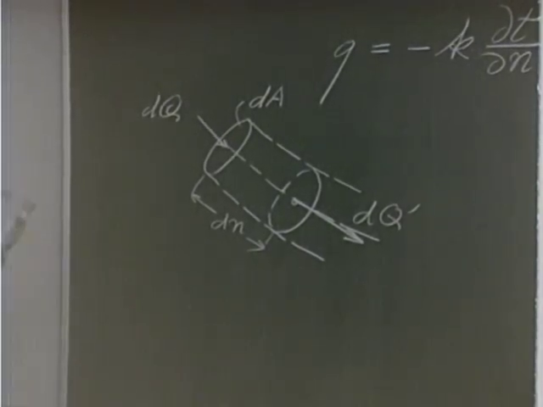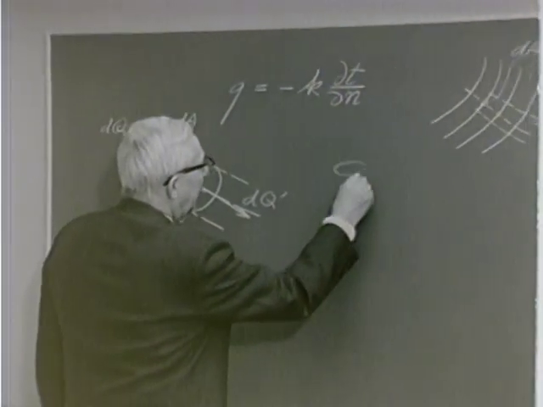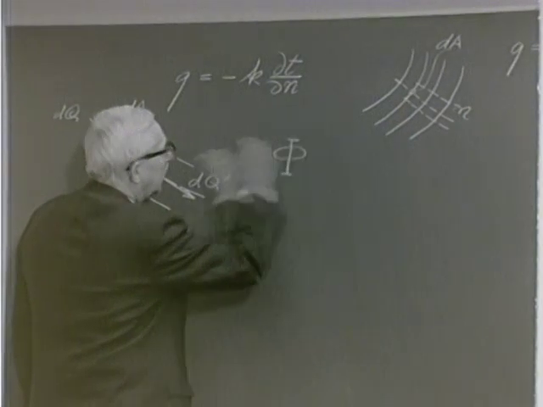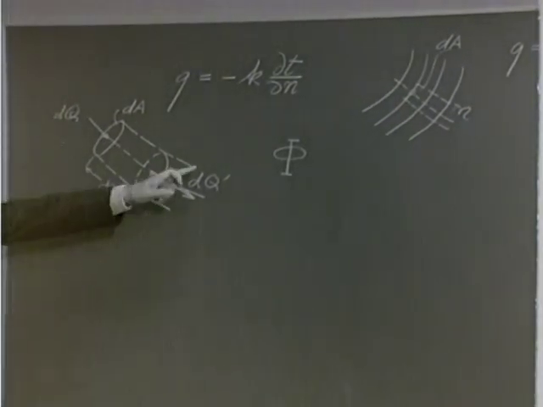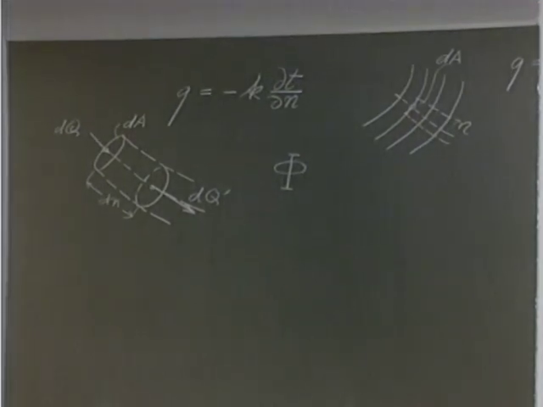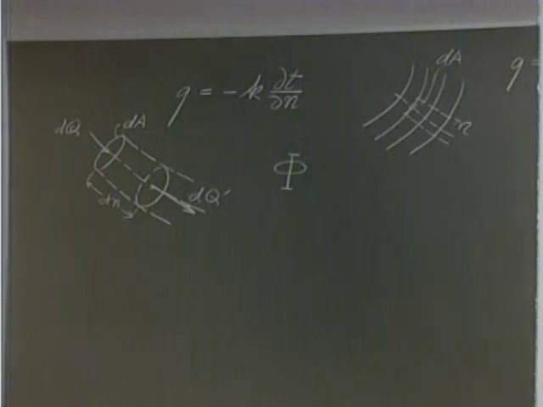And we have to introduce something to express the strength of these heat sources. We will call the heat which is developed by some heat source, capital phi, as developed per unit volume. And if the phi would be negative, then it expresses a heat sink. If it's positive, it expresses a heat source.